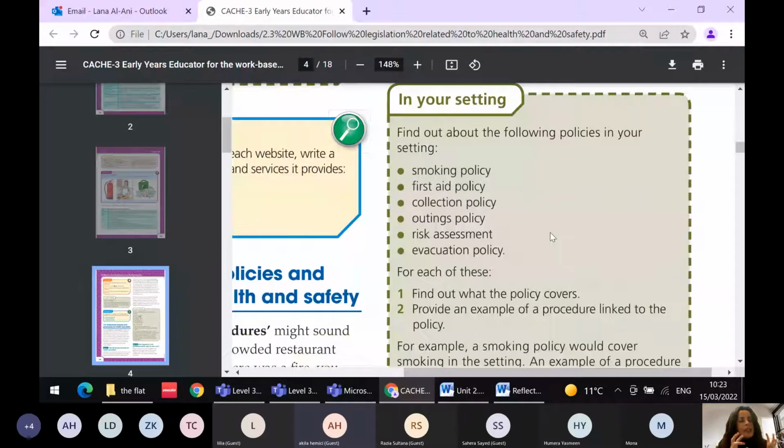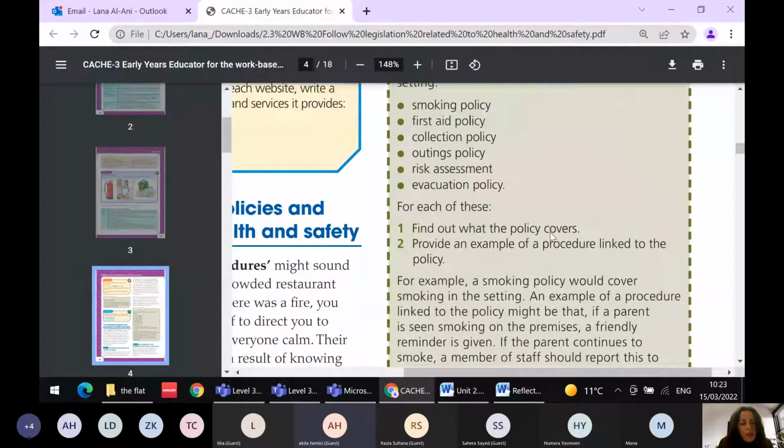But mainly there are some policies that are similar in all the organizations, all the nurseries. So what are these policies? Can you think about some of these policies, please? Smoking policy. Very good. So no smoking policy, that's the first one, which we just talked about.